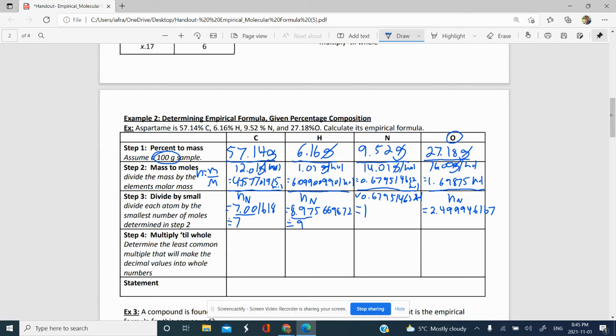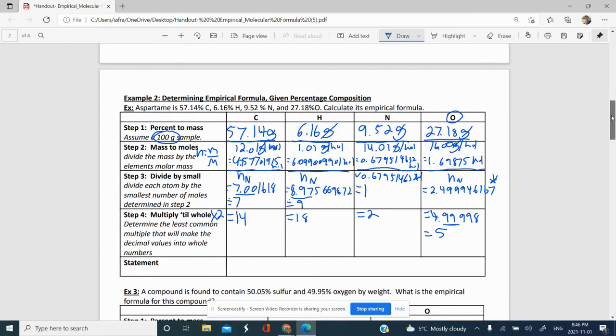So the other one I can't really round is this one over here. This is our problem. So we need to multiply till whole, and this is about 2.5. So I think if I multiply by 2, it'll solve my problem for me. Everything has to be multiplied by 2, so this will become 14. This becomes 18. This becomes 2. This becomes, so if you do 2.499946167 times 2, you get 4.99998, so on and so forth. And this can now be rounded because it's within that rounding region to 5.